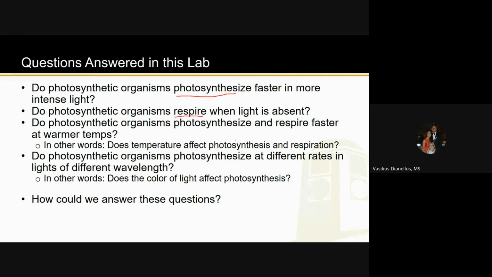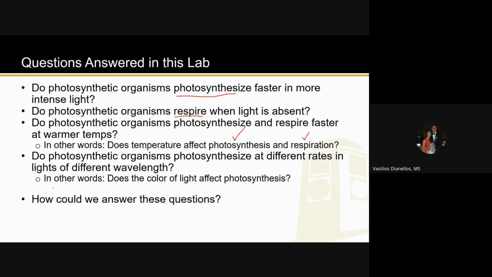You're going to see how temperature affects photosynthesis. You're going to see how temperature affects respiration. And then the last question that we're going to answer with the fourth experiment is, do photosynthetic organisms photosynthesize at different rates in lights of different wavelength? Now, wavelength basically means color. Different colors have different wavelengths. So another way of asking that question is, does the color of light affect photosynthesis? So do things photosynthesize better in green light or white light or red light or blue light? That's the last question that we're going to answer in the fourth experiment.